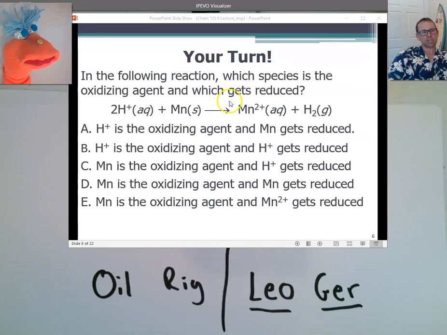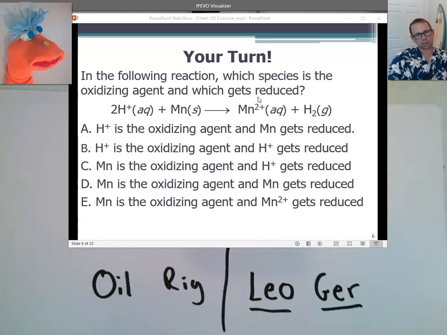All right, which species is the oxidizing agent and which gets reduced? Everybody take a chance to answer this one. Push pause if you haven't answered it yet. All right, we're going to tell you the answer now. Who, me? Yeah, Fred, give it a shot.